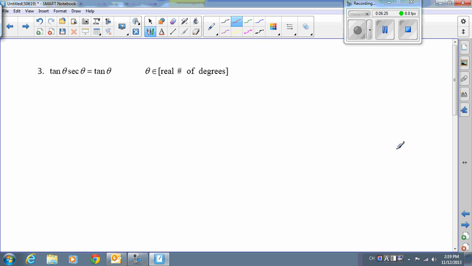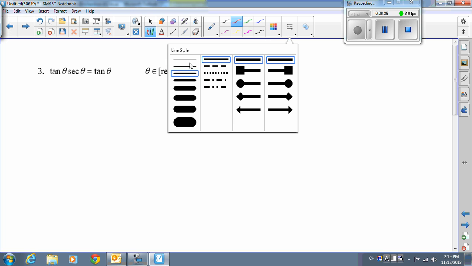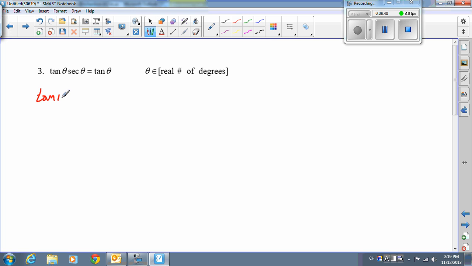Let's look at the third one. The third one is tangent theta is equal to secant theta tangent theta. Well, I will move everything to the left side. And if you move everything to the left side, you get tangent of theta secant theta minus tangent of theta.